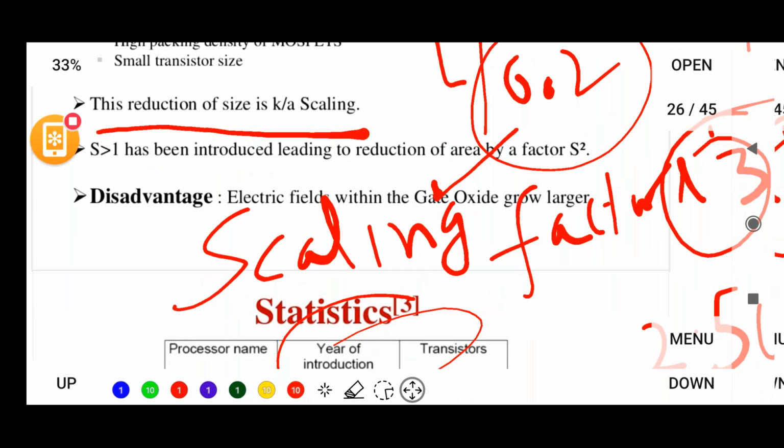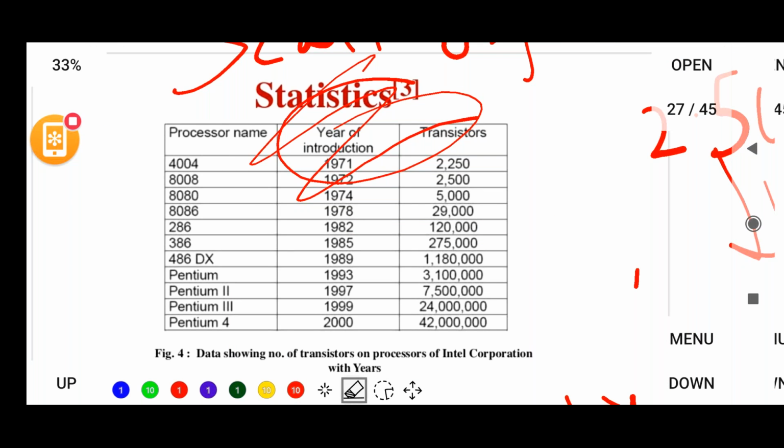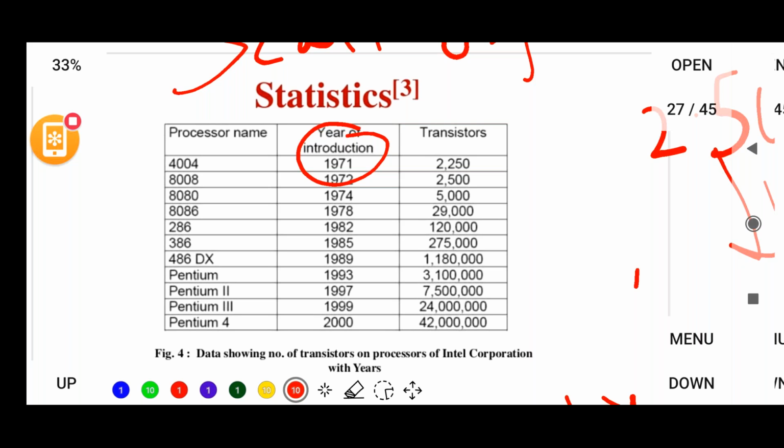Okay, so now in this slide I present that in the year 1971, the number of transistors was only 2250, which is very small. But if you talk about the Pentium series, maybe the Pentium 2 series, that came in 1997. In 1997, the Pentium processor came into the market, and here you observe the number of transistors is much more.